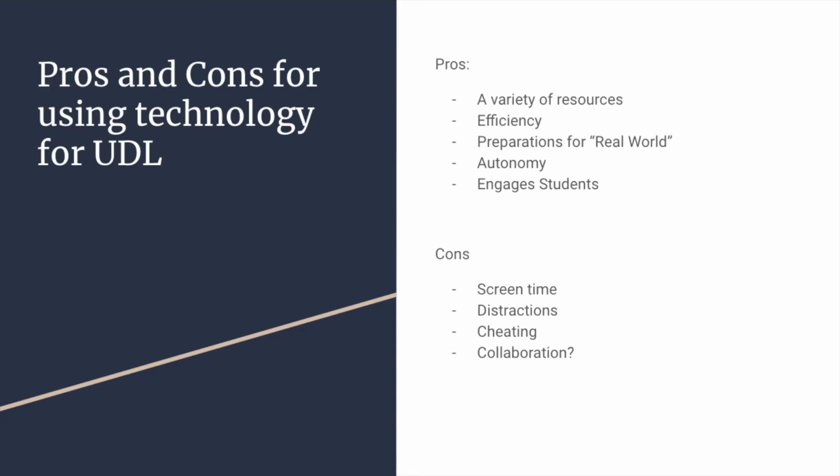The internet is a black hole. You can find yourself going down all sorts of loopholes. You can find yourself playing games or going on social media. So figuring out how to monitor your students and making sure that they're on task, not going down all these rabbit holes, is something that's really important.